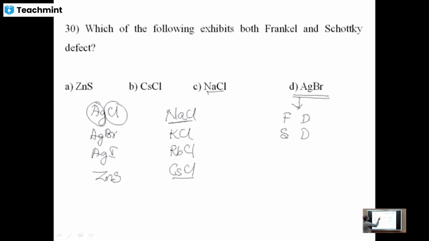Therefore, among the following, the one exhibiting both Frenkel and Schottky defect is AgBr. These two molecules show only Schottky defect. Zinc sulfide shows only Frenkel defect.